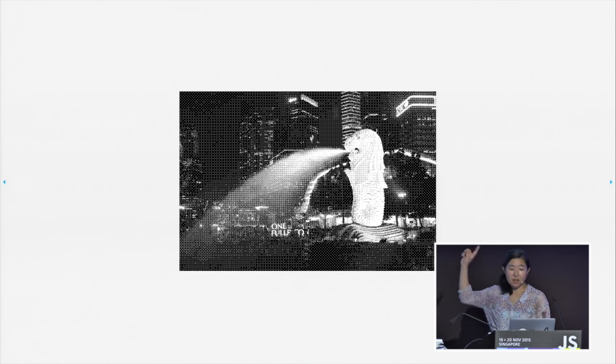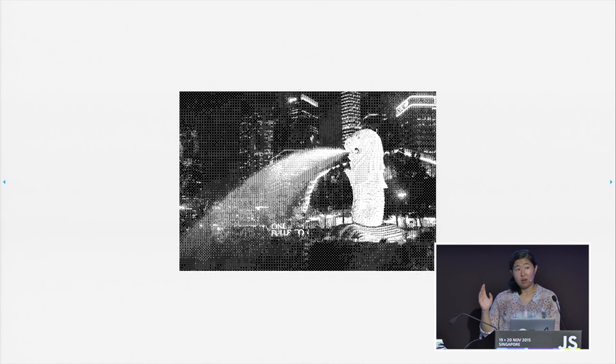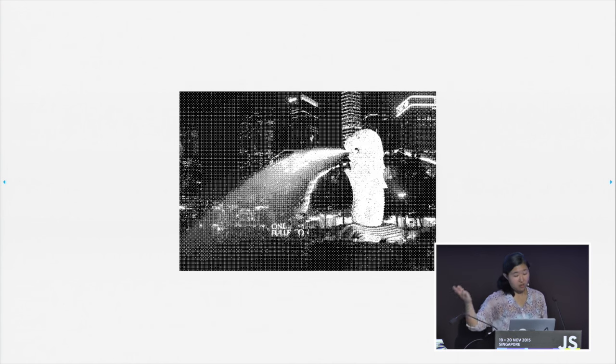You may think this is gray from far back, but this is actually represented in just white and black pixels. And that way, I can use two yarns to represent this image.